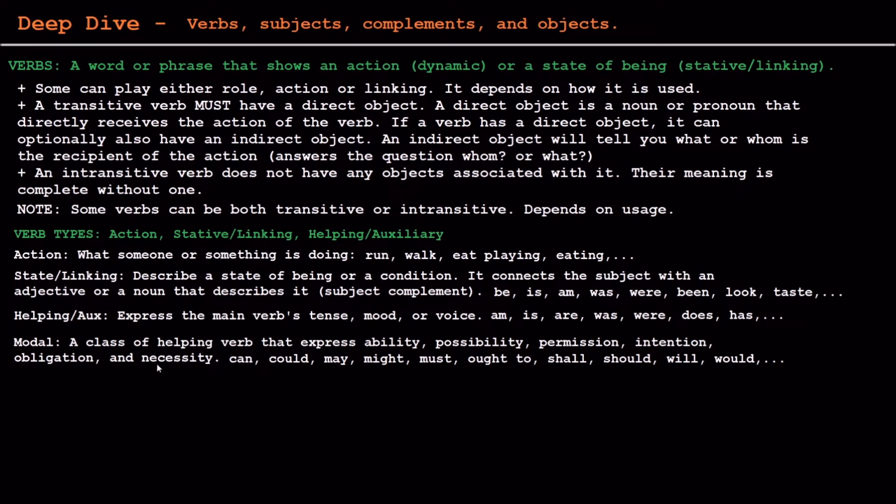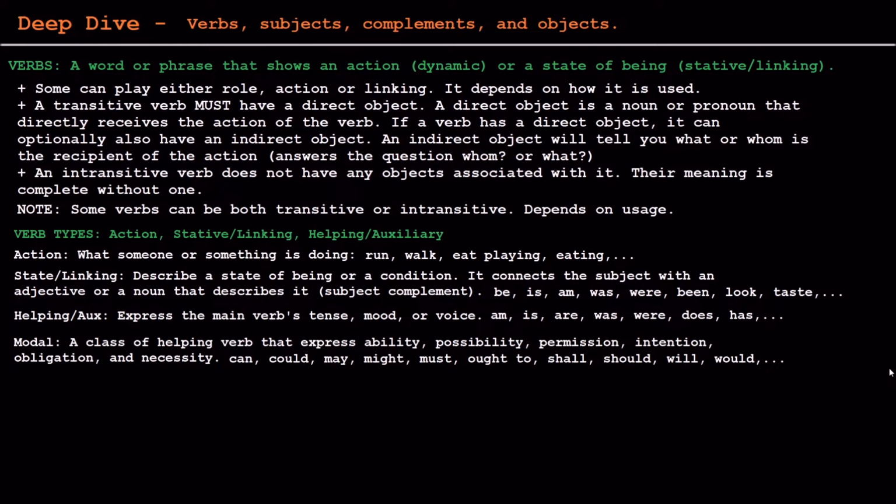So you also have modal verbs. And a modal verb is helping the main verb describe the ability or the possibility or permission or intention, obligation, and necessity. Some of those are can, could, may, might, must, right? Ought to, shall, should, will, would. And as you can see, Forrest Fenn uses some of those.